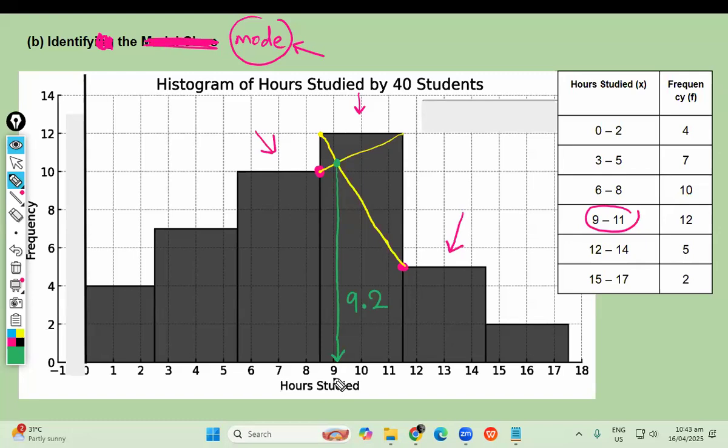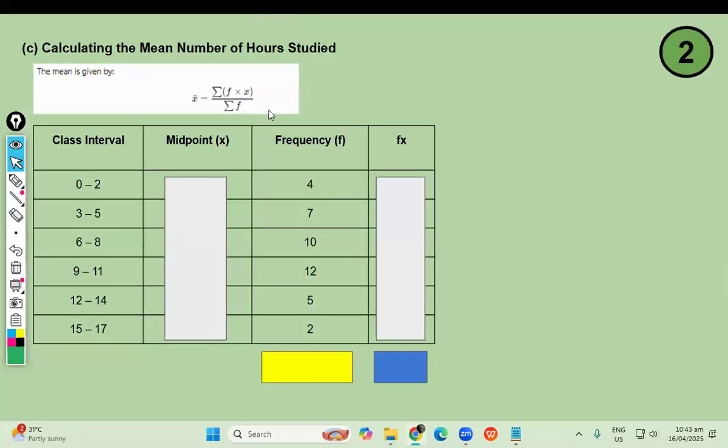The mode and the modal class are two different things. By the way, back to the first question, I want to clear up something. When they ask you to find the modal class, do we put the 9 to 11 and put the 12, or do we just put the 9 to 11? Correct, it's just the 9 to 11. The class is the 9 to 11. The 12 is the frequency. That's different from the actual class. All right, let's move on to the next question.